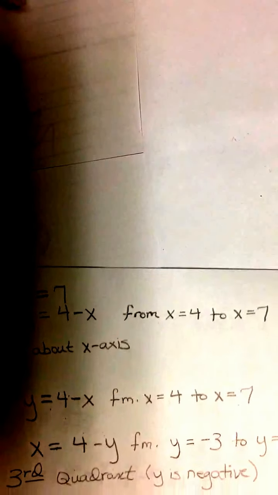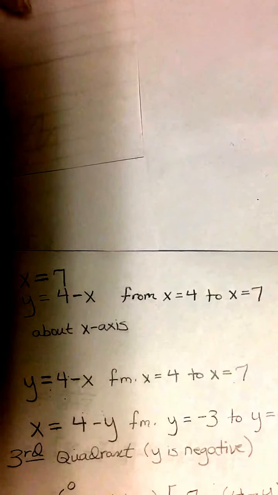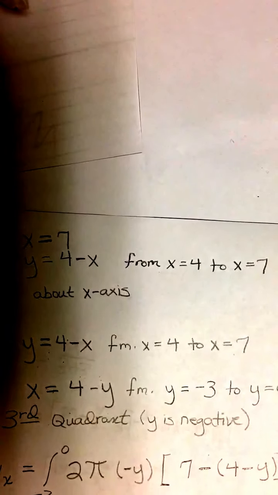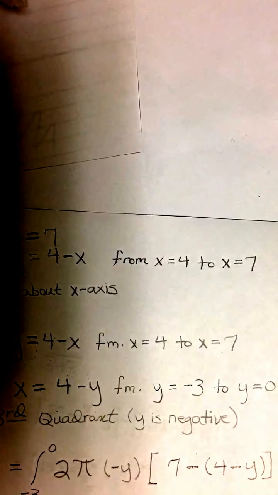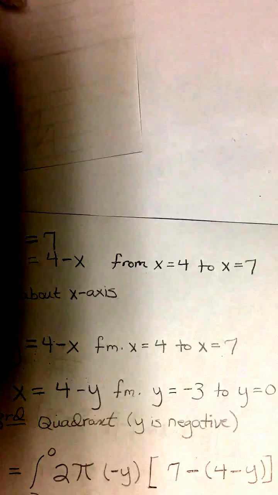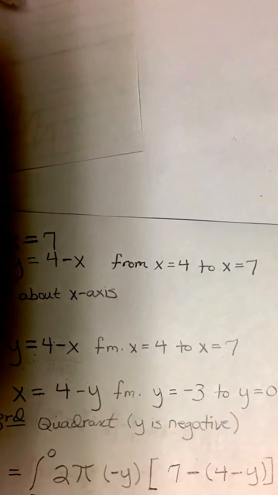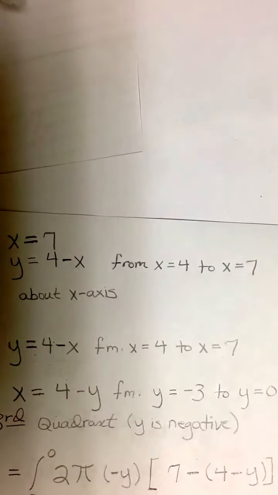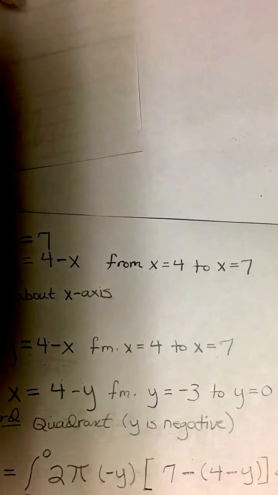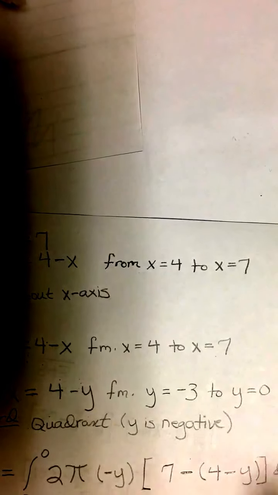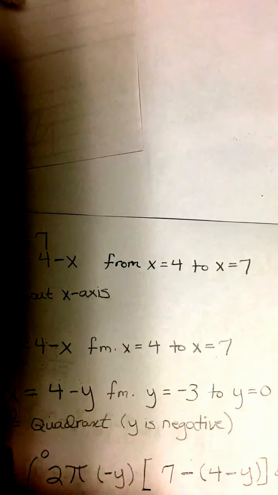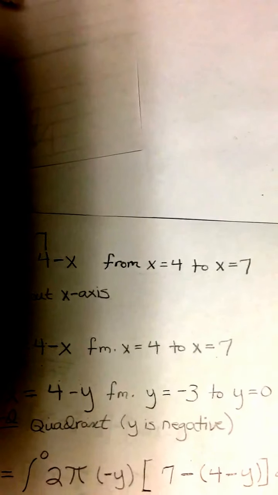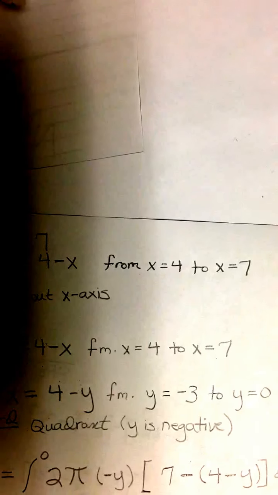In rewriting y equal to 4 minus x, we have x equal to 4 minus y. If x were equal to 4, your y value would be equal to 0, and if x were 7, we have 4 minus 7, which is negative 3. So for the limits in y, you have from negative 3 to 0, and we're going to integrate over x equal to 4 minus y.